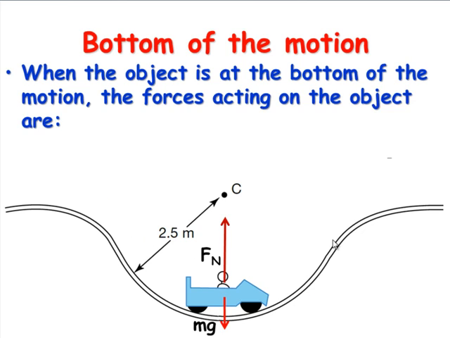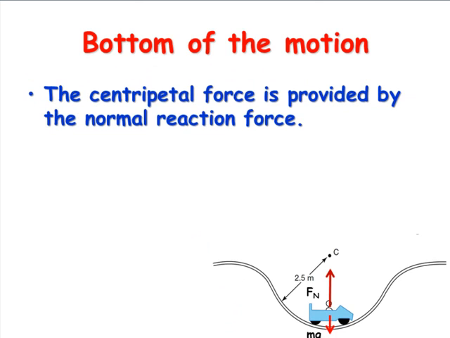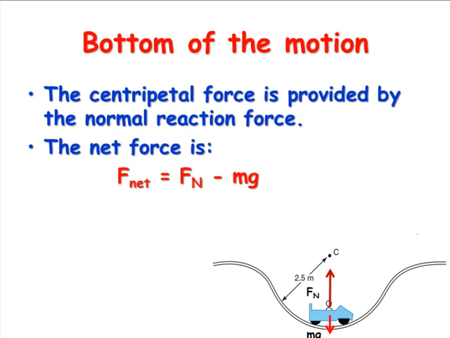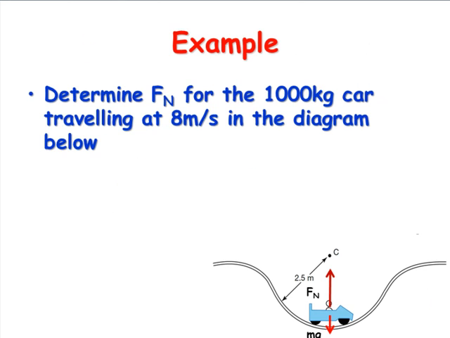When you go through the bottom of a dip and you're going quite quick, think about the bottom of a roller coaster as it's going down, you feel like you're being pushed down into the chair. You feel like your weight is greater, so you've got a larger normal reaction force. So let's have a look at an example. Now, Fn minus mg is going to provide that net force, or that centripetal force.